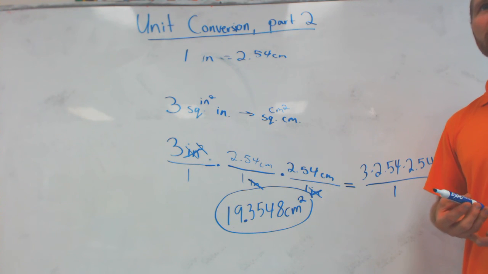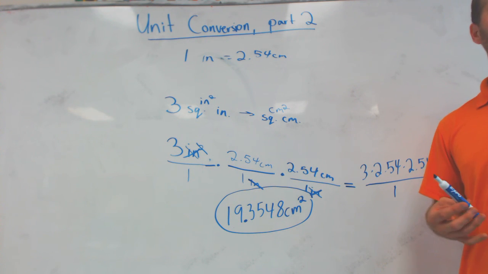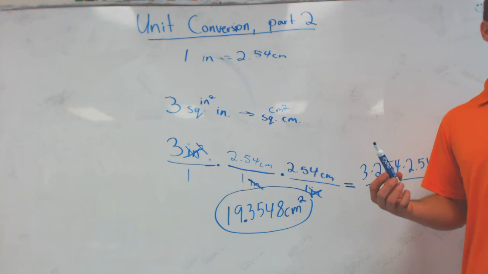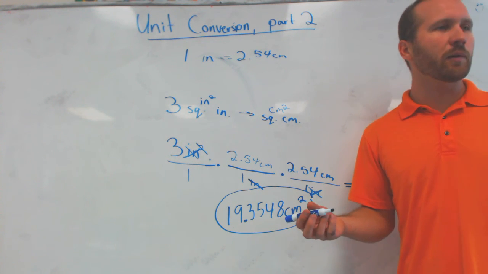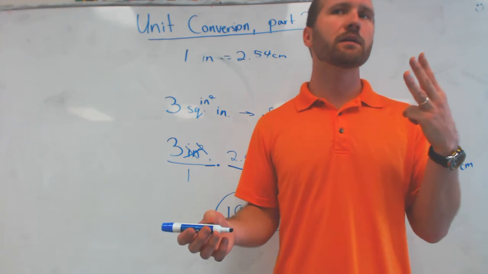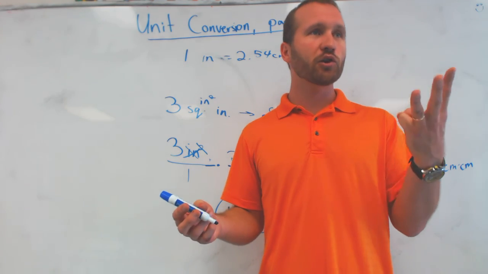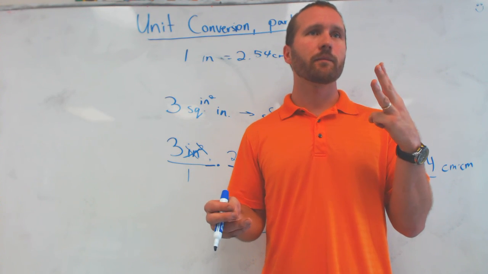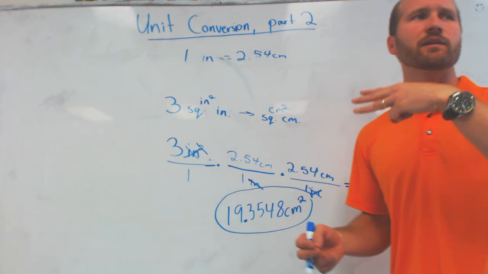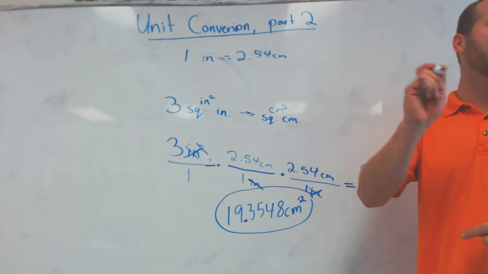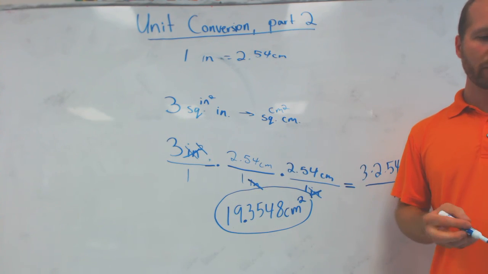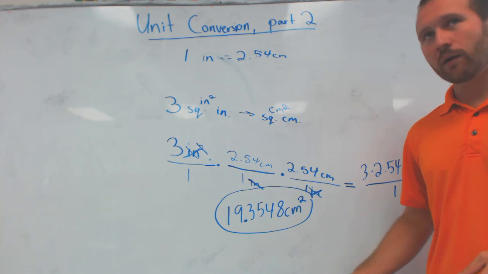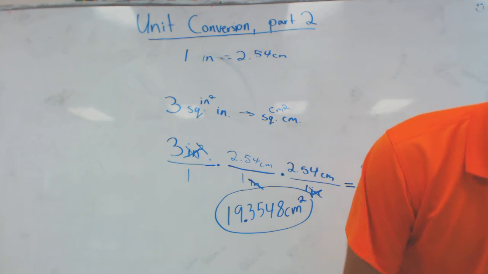What if I have cubic units? Anyone want to guess how many times I would use it? 3 times. So to convert from cubic inches to cubic centimeters, I would have to use that conversion factor 3 times to cancel all 3. Okay? I'm going to let you guys do that one though. I want to give you a little bit of time to practice this.